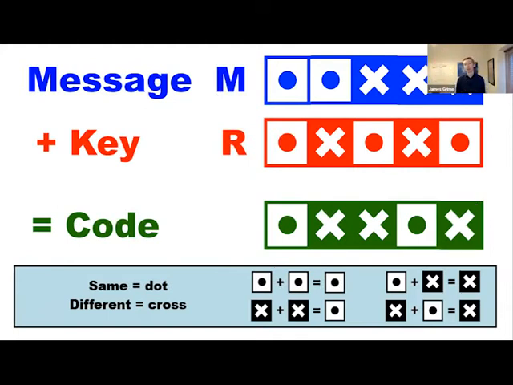That's the code you get: dot, cross, cross, dot, cross. In this code, that's the letter P. So you'll be transmitting the letter P. So you would transmit that away.